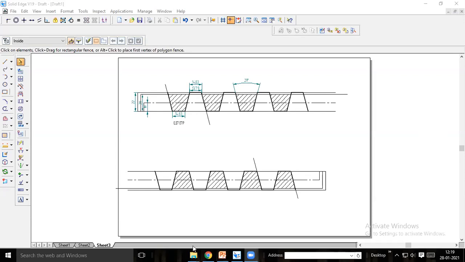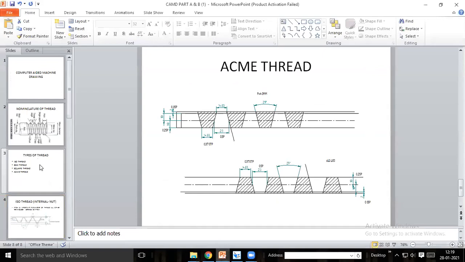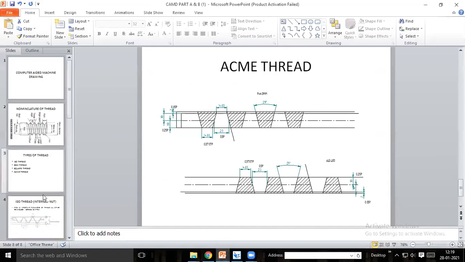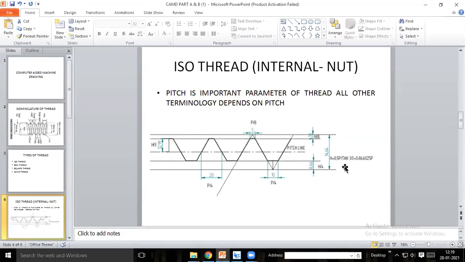Any other doubts? See, I will share this PPT so that it will be helpful. First, notice what is the difference. The H value here, in ISO you get tan 30, whereas in BSW you get tan 27.5, because it is a 60-degree angle in ISO. There the thread angle is 55. Okay, that is one difference.